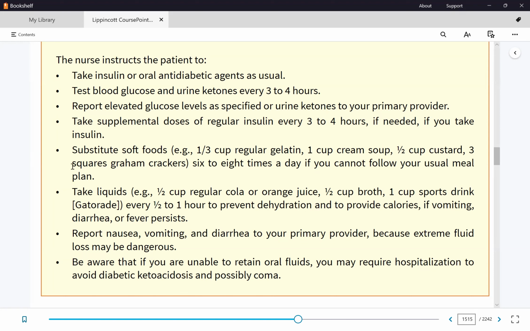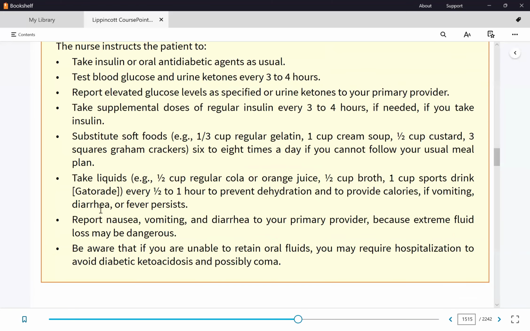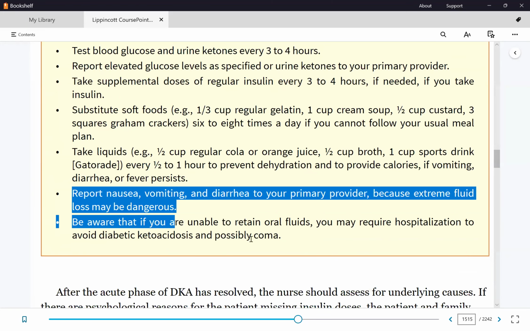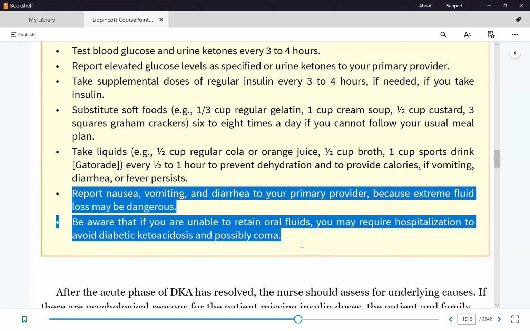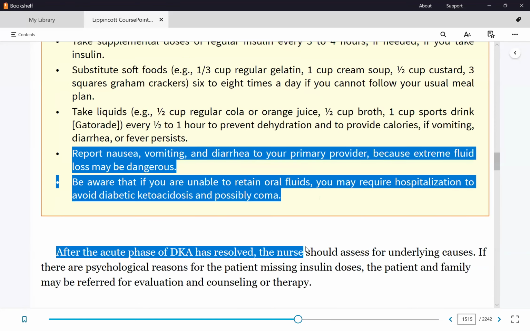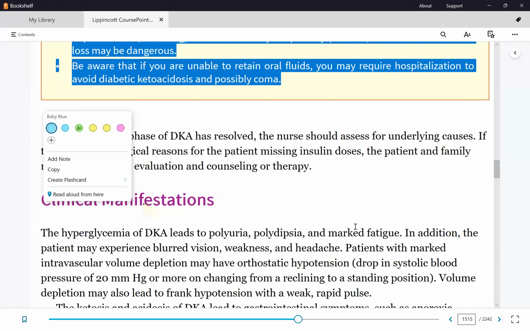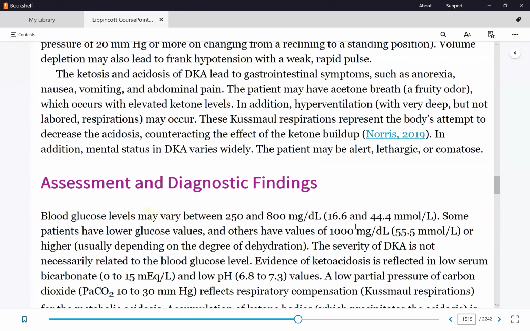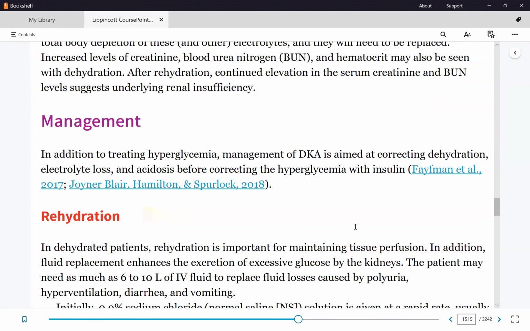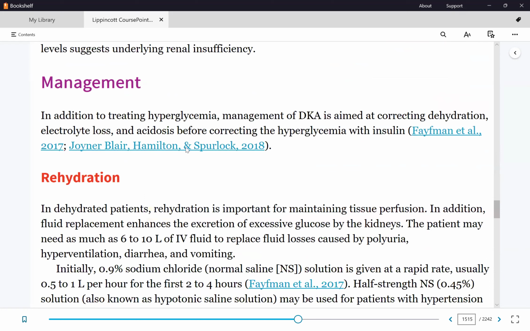Or stay hydrated. Remember, there's polyuria, there's 3 P's, so stay hydrated. If the symptoms can't be controlled at home, then it's time to call 911, right? Take the patient to the hospital. All right, let's go now to once we're in the hospital, what is the management? Our goals are the following. We're going to correct the dehydration, correct the electrolyte loss, and correct the acidosis.